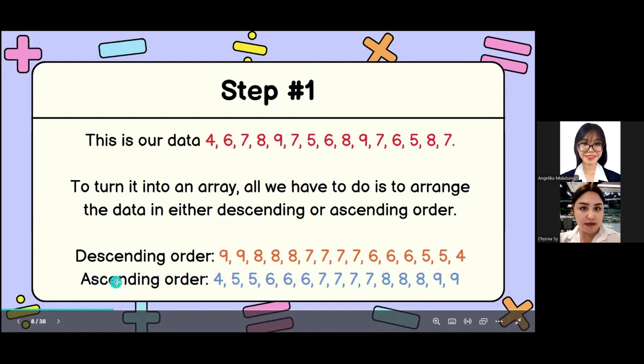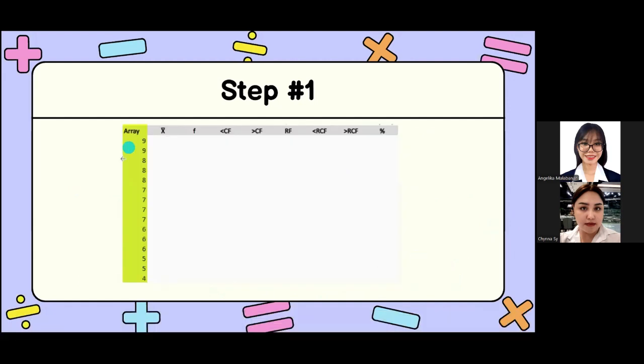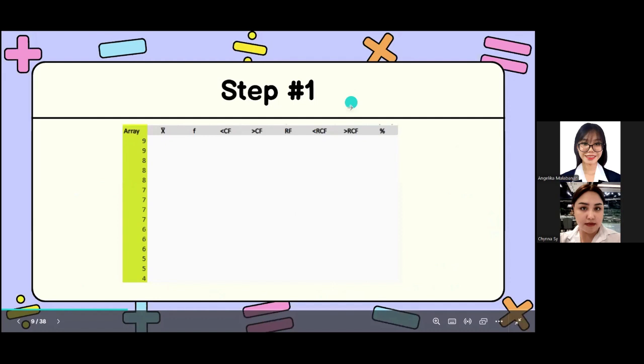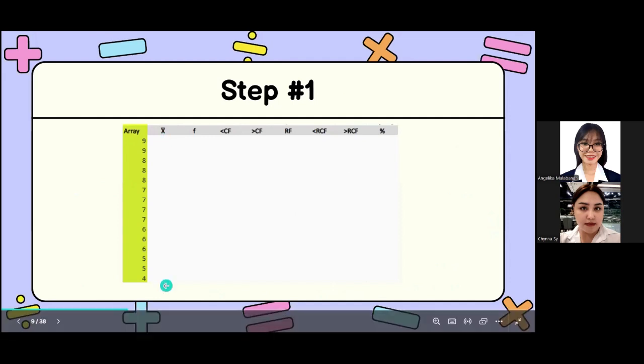For ascending order naman, opposite siya ni descending. We start from the lowest going to highest value. So for ascending order, we have 4, 5, 5, 6, 6, 6, 7, 7, 7, 7, 8, 8, 8, and then 9, 9. This is how it would look like in our table. But in this case, we use the descending order, meaning we use the organization of highest to lowest value.